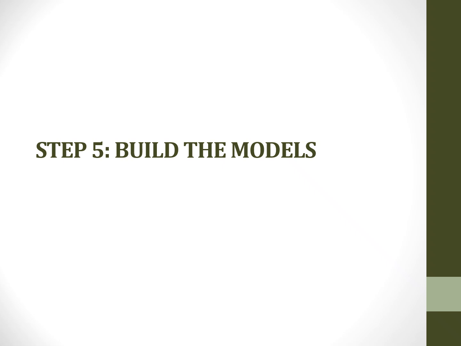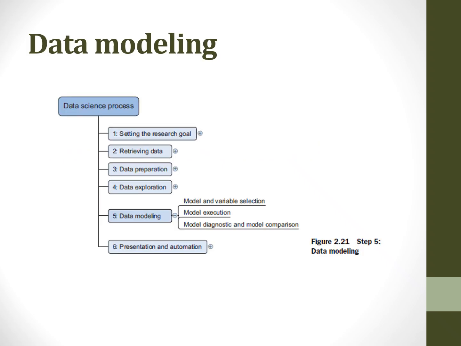Welcome, you all. The last step in the data science process is building the model. So data modeling involves three steps. First one is model and variable selection. Second one is model execution. And third one is model diagnostic and model comparison.